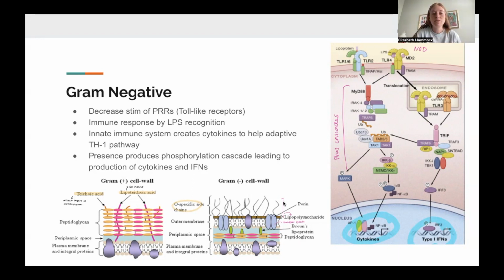The innate immune system may also create cytokines, which will then help the adaptive Th1 pathway. And in this image, we may see how a phosphorylation cascade is created in response to the gram-negative pathogen, which would then create cytokines and type 1 IFNs.